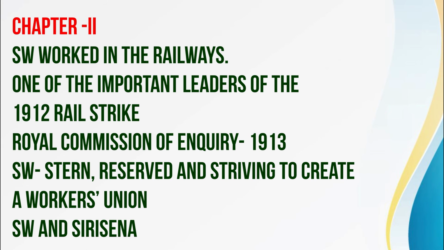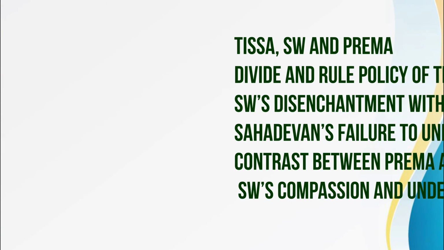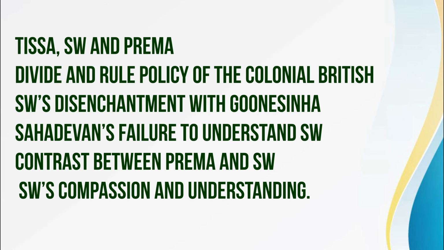And Prema were deeply attached to their nephew, Tissa. They did not have children of their own. And S.W. was usually very indifferent to Sahadevan, and Sahadevan also did not bother to break down his defense. So Prema tries to create a rapport between S.W. and Sahadevan. She tries to explain S.W.'s commitment to the cause of the Sri Lankan rail workers employed by the British government. And she talks to him about the 1912 strike.